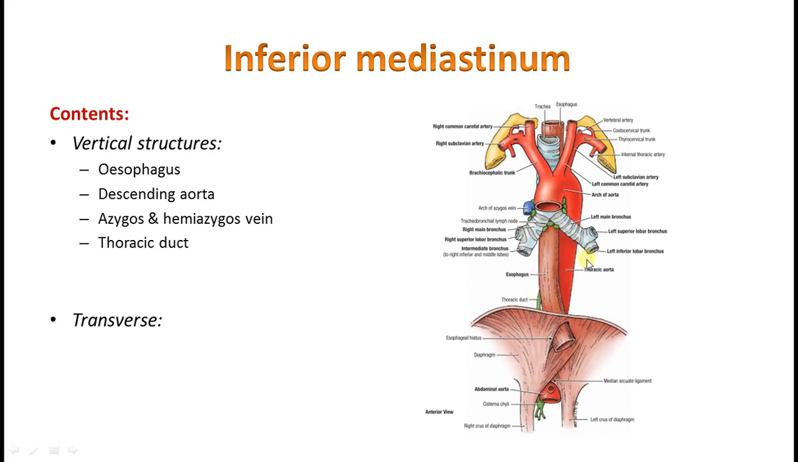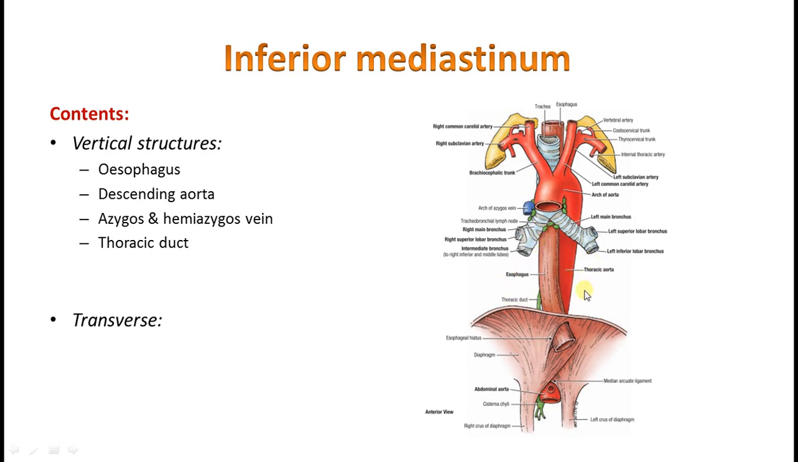Hemiazygos vein will be on the left side. It is the lower counterpart of the azygos vein, the lower half of the counterpart of the azygos vein on the left side. These are the vertical or longitudinal structures which are present here. Then the transverse structures.